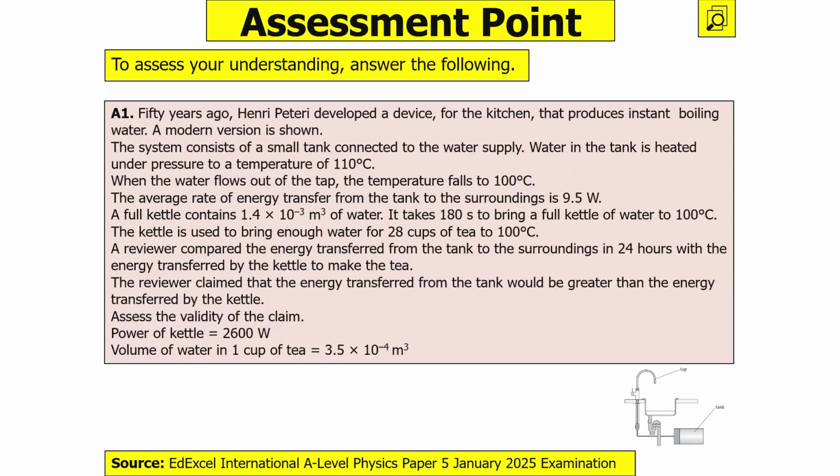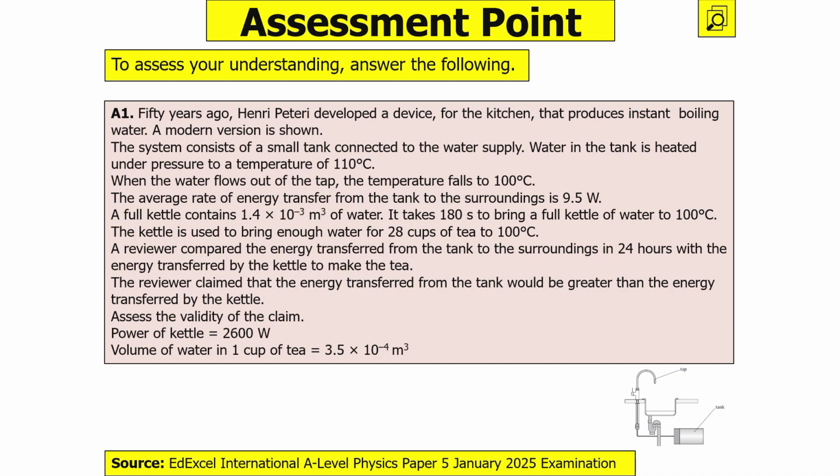The next question says that when the water flows out of the tap, the temperature falls to 100 degrees Celsius. The average rate of energy transfer from the tank to the surroundings is 9.5 watts. A full kettle contains 1.4 times 10 to the minus 3 meters cubed of water. It takes 180 seconds to bring a full kettle of water to 100 degrees Celsius. The kettle is used to bring enough water for 28 cups of tea to 100 degrees Celsius.